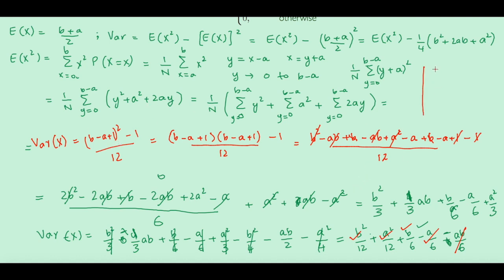We used just some properties of summations, and then basic algebra to find the mean and variance. So this is it about the discrete uniform distribution.